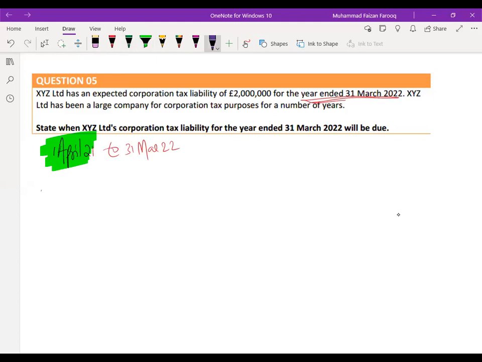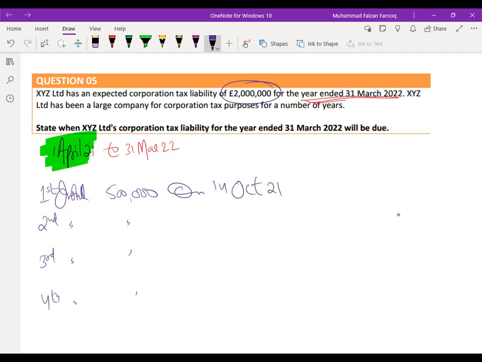So first installment, the installment amount will be 500,000. No, it's 2 million. So 500,000 on which date? The date is very important. I am interested in date. 14th October. 14th of 7th month, which will be April, May, June, July, August, September, October. You are absolutely correct.